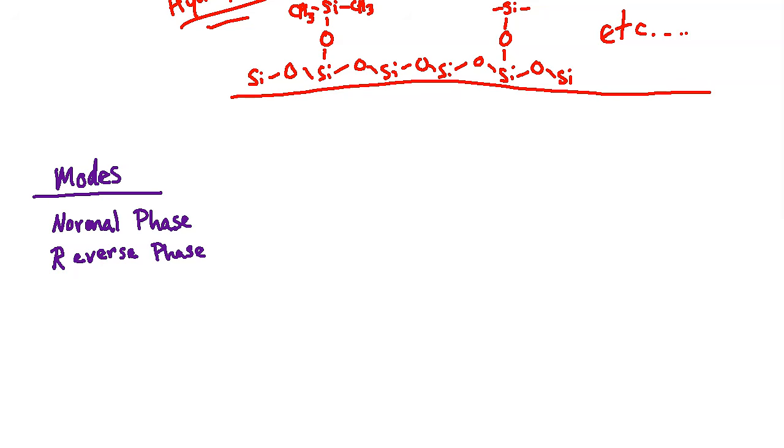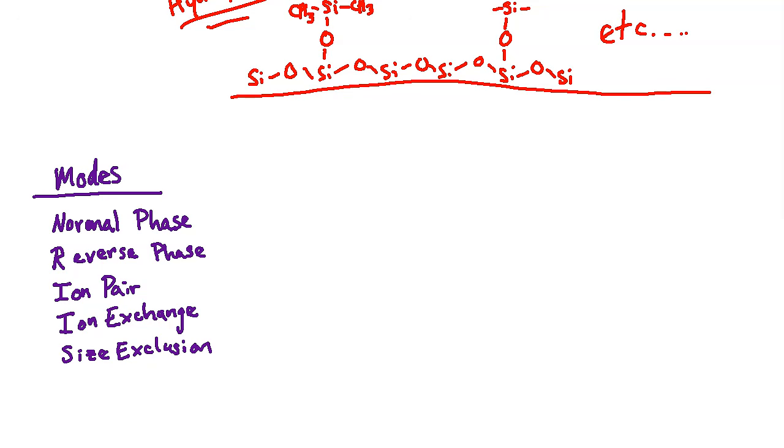Then you've got some other ones when you start dealing with ion pair. So you can have an ion pair, and you can also have an ion exchange phase. And then one of the last ones that sometimes gets mentioned is you can also have size exclusion chromatography. Each of these has their own unique way of dealing with stuff.